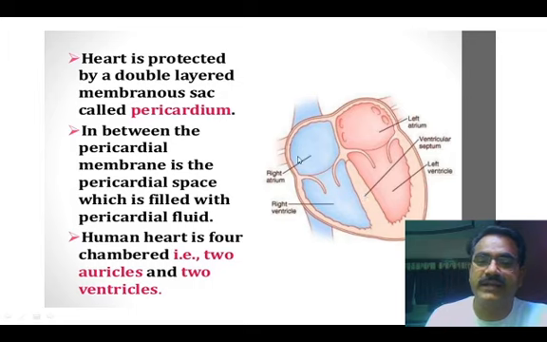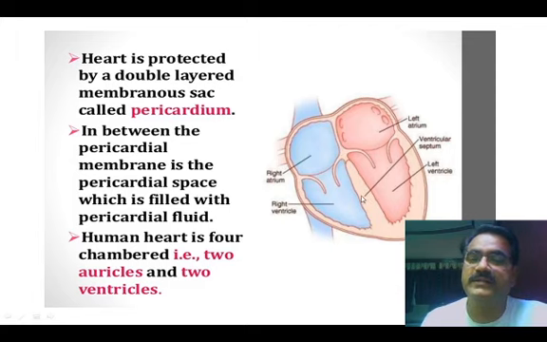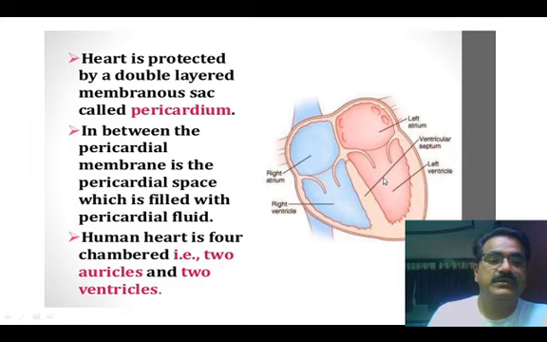There is a right atrium, then there is a left atrium. The right and left atrium are separated from each other with the help of the interatrial wall or interatrial septum. Then there is the ventricular septum, which differentiates the right and left ventricles. The auricles and ventricles are separated from each other by the auriculoventricular septum.